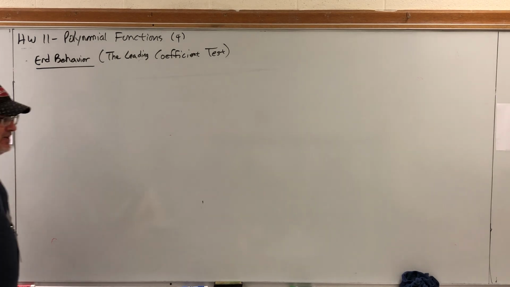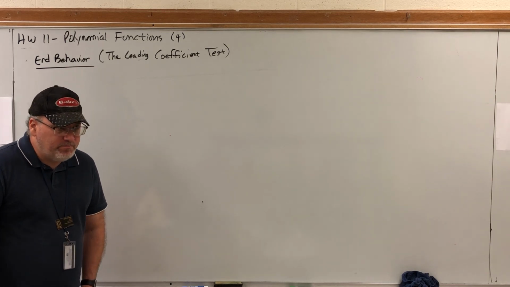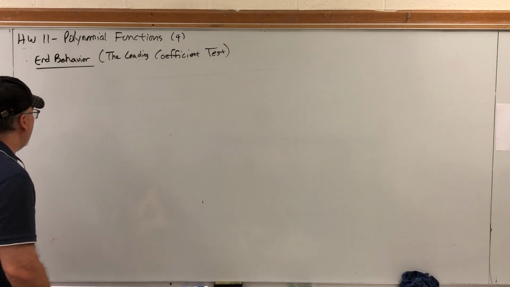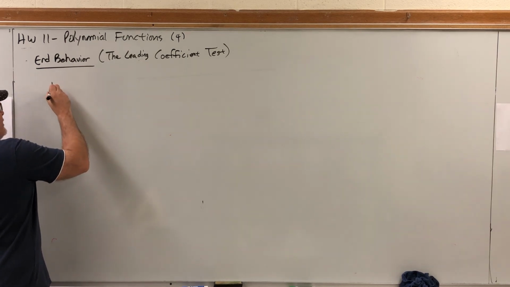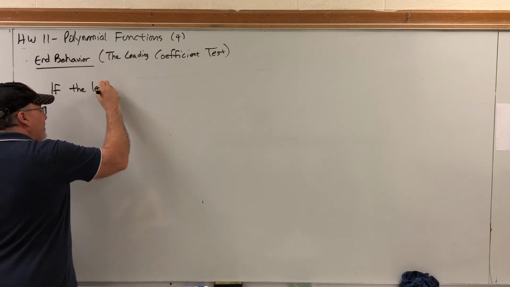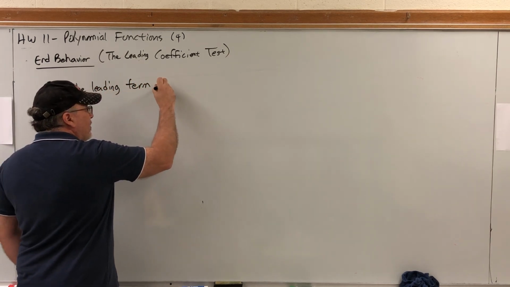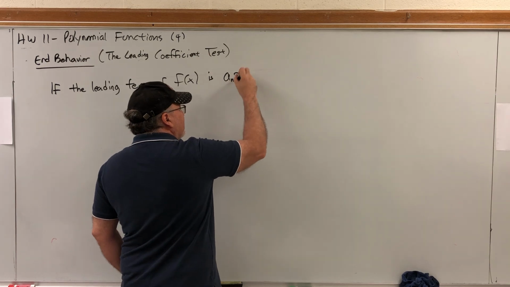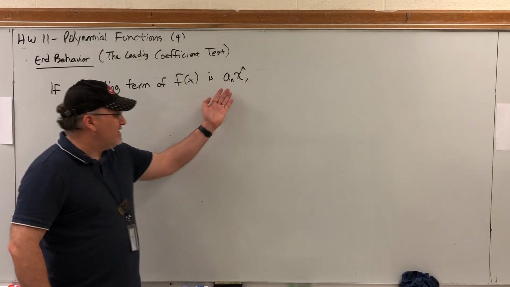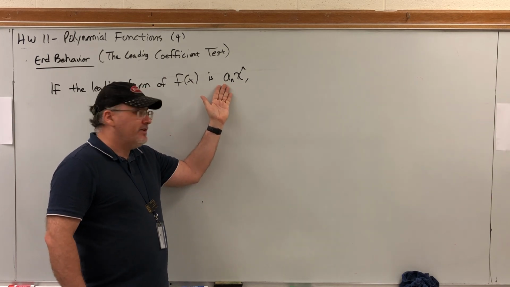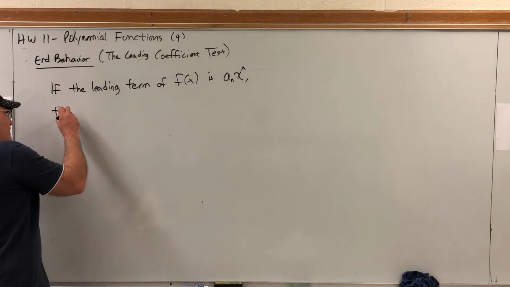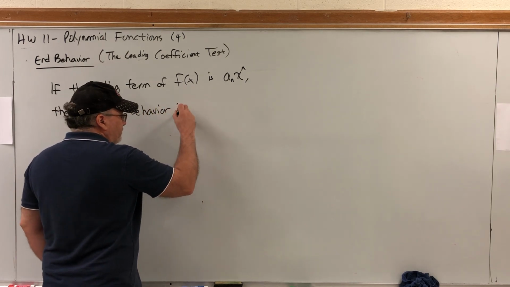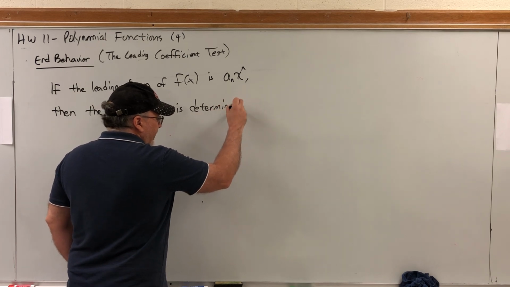There are only 4 combinations of end behavior, which means there should be 4 sets of characteristics that define those end behaviors. And there is, and it's something called the leading coefficient test, and it goes something like this. If the leading term of f of x is a_n x to the n. In other words, this is the highest power term in the polynomial and its coefficient. Then the end behavior is determined as follows.